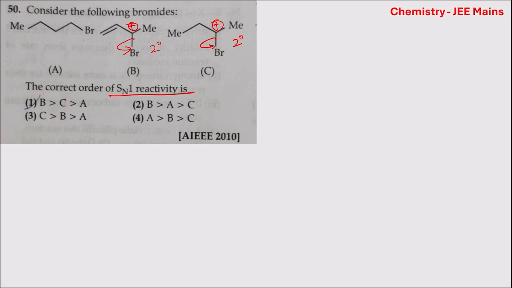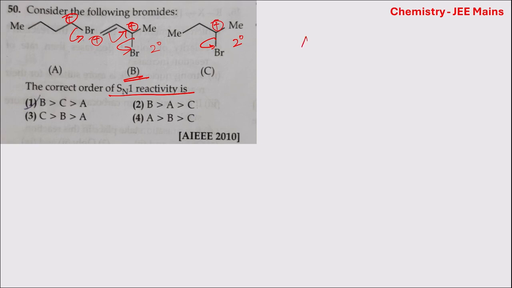delocalized due to the presence of a pi bond in conjugation with the positive charge center. So this pi bond will move here and the positive charge is delocalized on this carbon. In case of compound B, an allylic carbocation is formed, and due to the delocalization of the positive charge, compound B is more reactive towards SN1 reaction. Now here when the carbon-bromine bond breaks, a primary carbocation is formed. So primary is less reactive than the secondary.